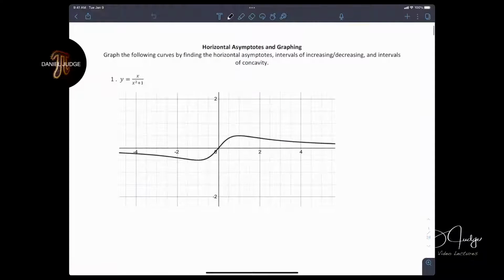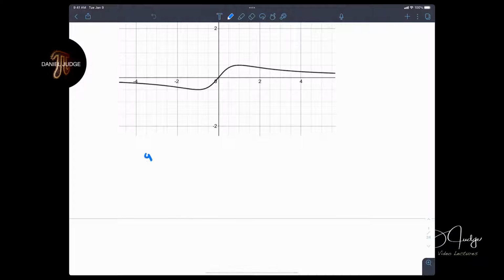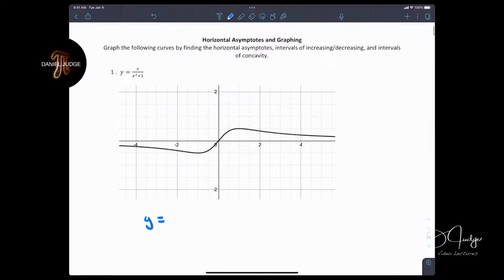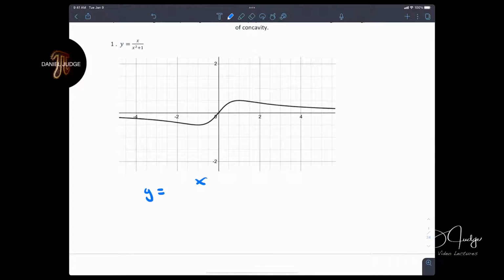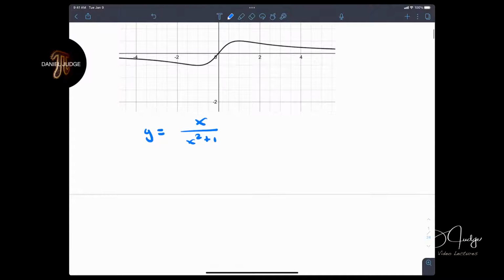So the first thing we're going to do here is find where this curve increases and decreases, and in fact find relative maxes and relative mins. And in order to do that, we need to actually do sign analysis on the first derivative. So for the first part, intervals of increasing, decreasing. So if my function is x over x squared plus 1, we're going to have to take the derivative. So as you can see, we're going to have to use quotient rule.